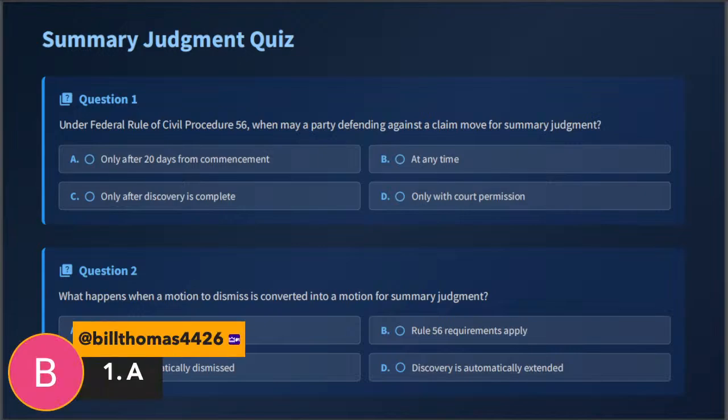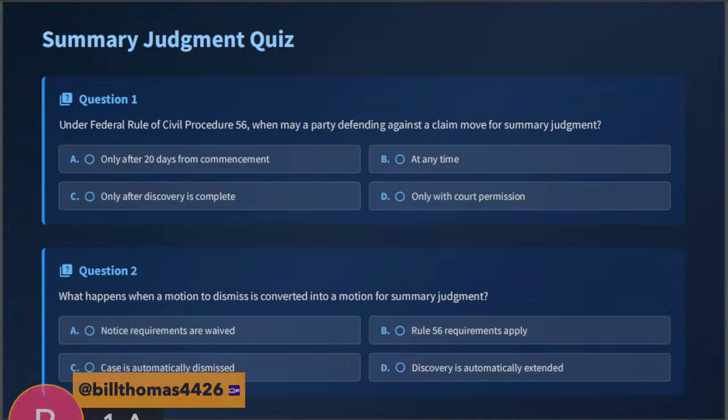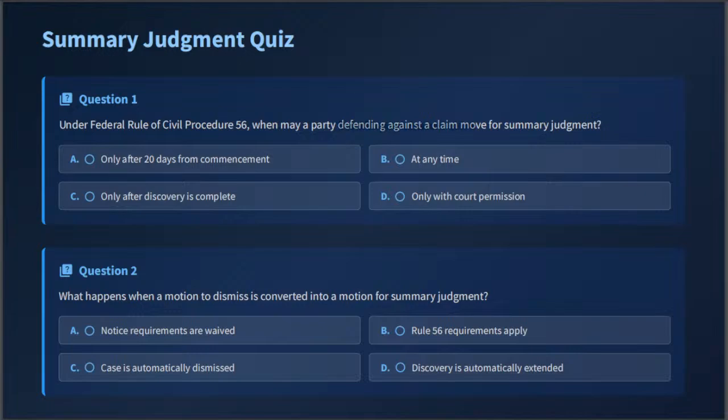Bill Plymouth 4426 says 1, capital A. All right, you're choosing A. We've been talking a lot about dates, but remember, we're talking about the party defending against a claim, not the one making the claim. So you're defending against a claim. When can they make a move for summary judgment? All right, let's go on to question 2.